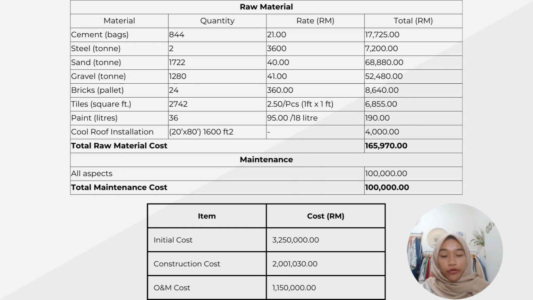The total cost for raw material is 165,970 ringgit, and last but not least, the total maintenance cost is 100,000 ringgit. So our initial cost is 3,250,000. The construction cost is 2,001,030 ringgit, and the operational and maintenance cost is 1,150,000 ringgit.